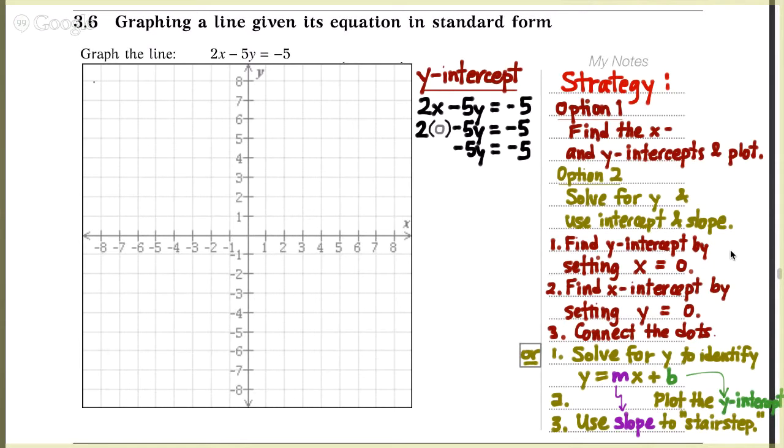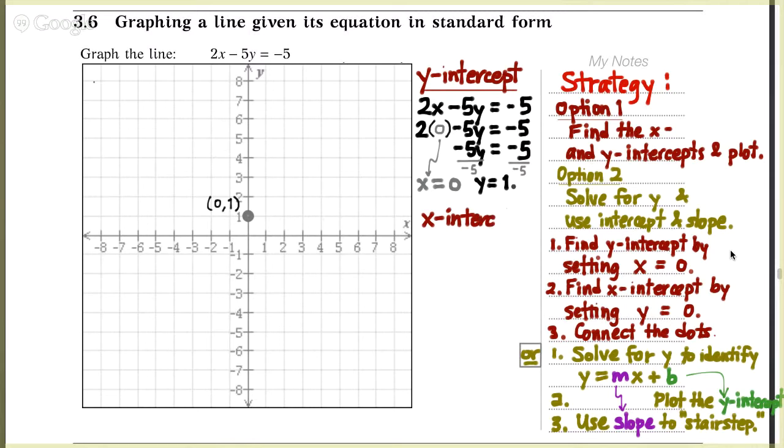To solve, all I have to do now is divide by negative 5 on both sides to find out that y is equal to 1. Therefore, the y-intercept of this equation, which happens to be a line, is the point where x is equal to 0, but y is equal to 1. So let's place that right on our graph right now. So that's for the y-intercept.